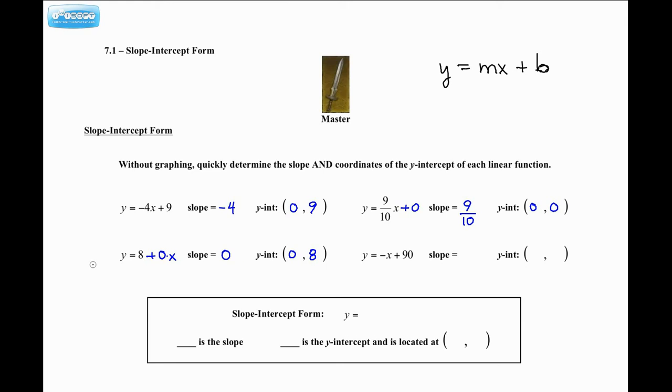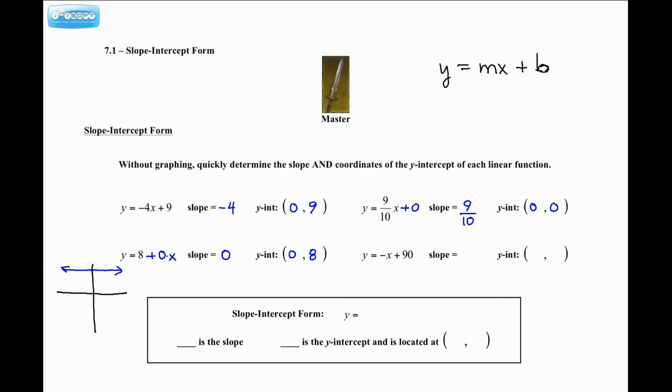So I'll just sketch this one. If I have a y-intercept of (0, 8), that would be up here somewhere. So I've gone up 8 units from the origin, but my slope is 0. Therefore this graph is flat. It's horizontal. That's what that one would look like.